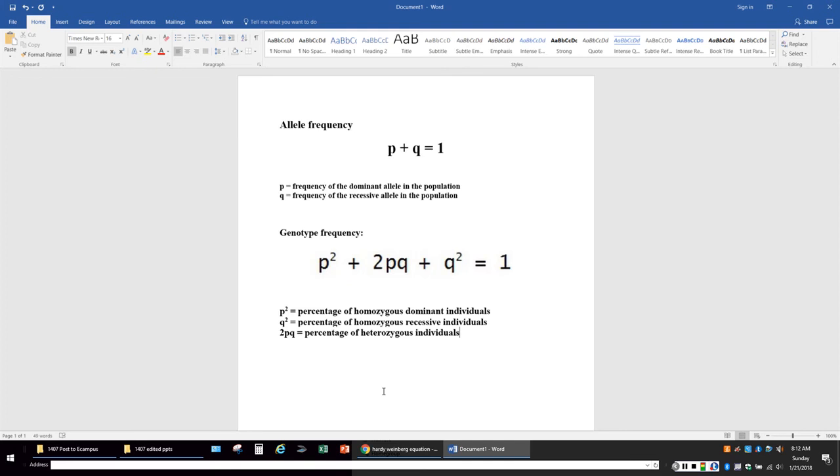So let's try an example question. Let's say I have a hypothetical population of 100 mice. And I tell you that we're going to look at a gene for fur color. Big B is dominant, and it gives you brown fur. And little b is recessive, and it gives you an albino mouse. It gives you white fur.